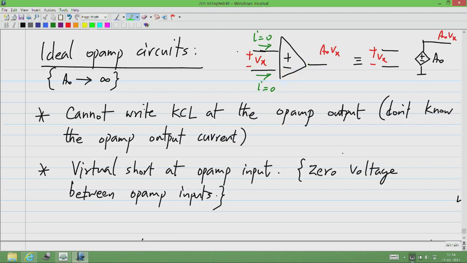Now for simplicity, I'll assume that it's a voltage controlled voltage source, that is no current is flowing here, and this is an ideal voltage controlled voltage source, and the value of A naught is infinite. I hope that is clear. The essential assumption for an ideal op-amp is that the gain has to be infinite.